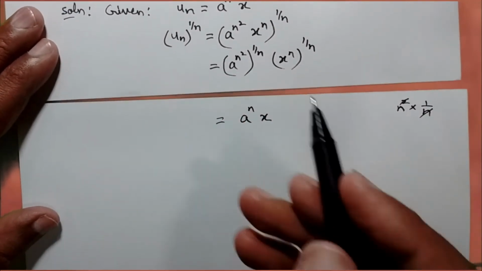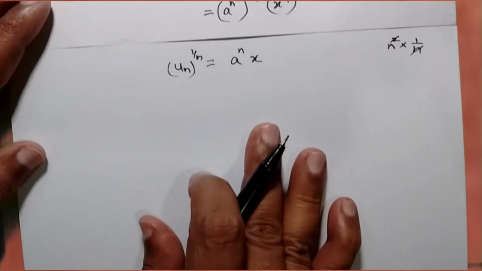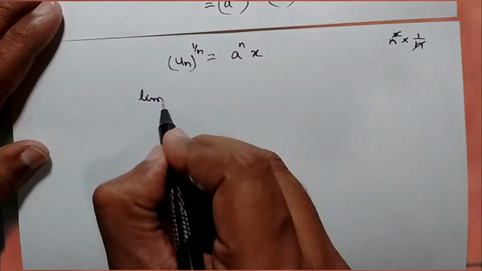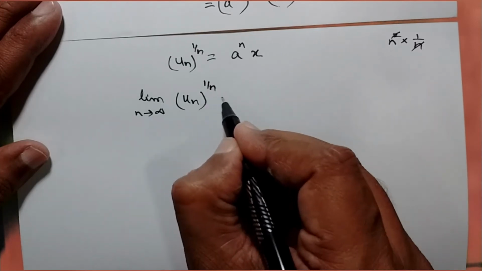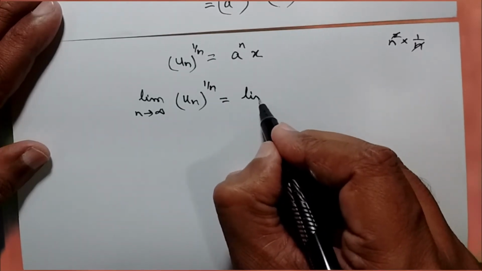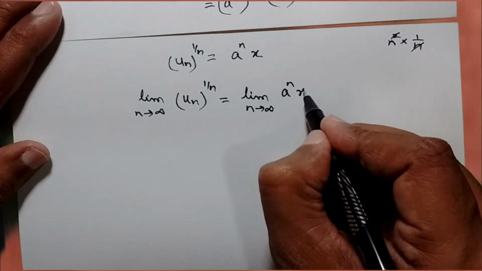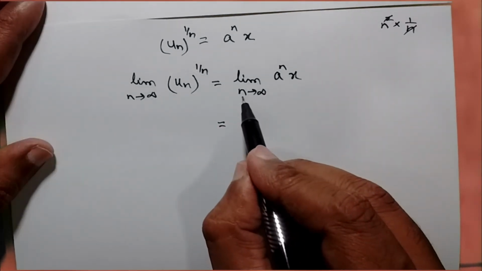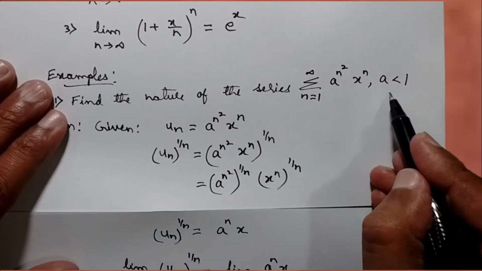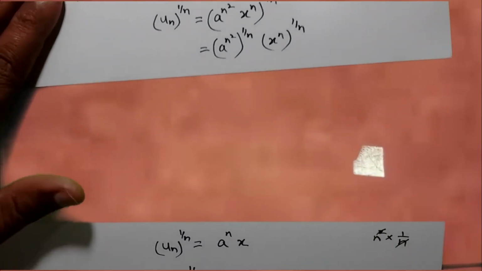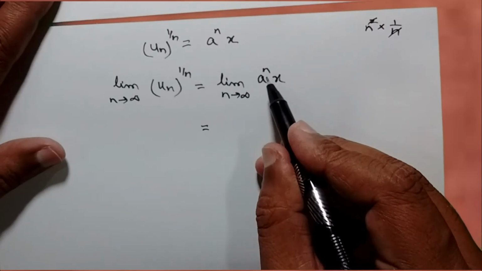Now you have to apply the limit. So it is un to the power of 1 by n. So if you apply the limit on both the sides, you will get limit as n tends to infinity un to the power of 1 by n is equal to, apply the limit on the right hand side also, limit as n tends to infinity a power of n into x. So when I apply n as infinity over here, the value of a in the question is given as a is less than 1. So if the value of a is less than 1, what will happen to this infinity value?